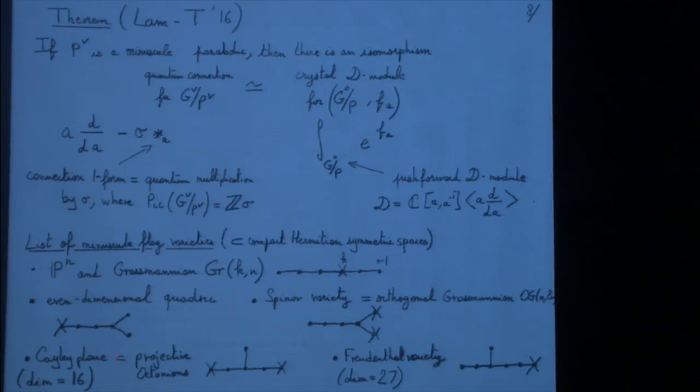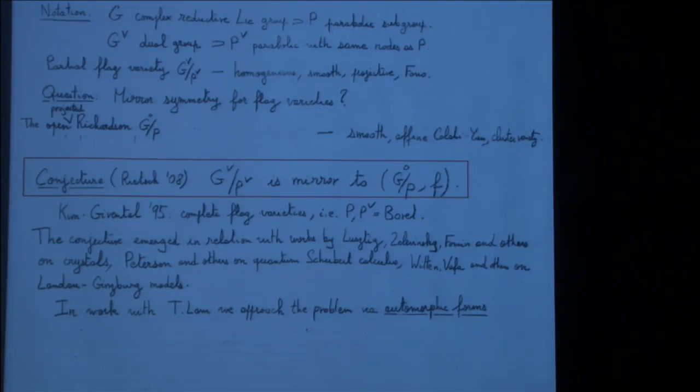For E6, you get projective octonions. So it's mirror symmetry for this kind of variety. The context is that it was conjectured by Rietsch, and she constructed exactly this mirror and the superpotential, as we saw in the previous talk.